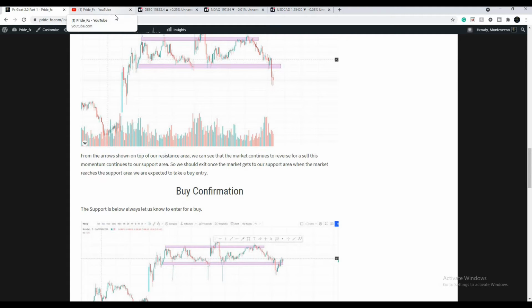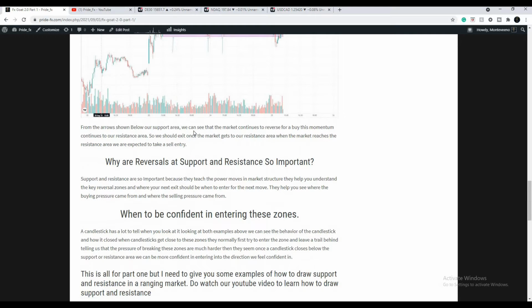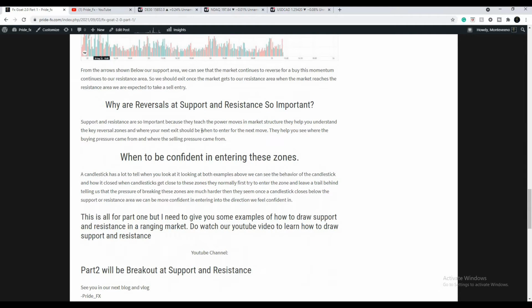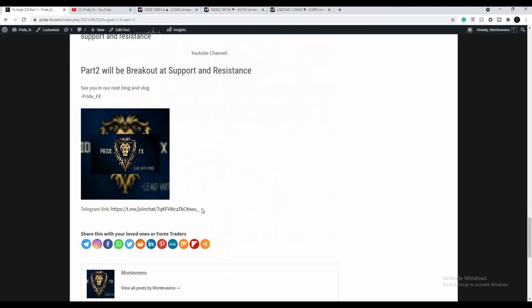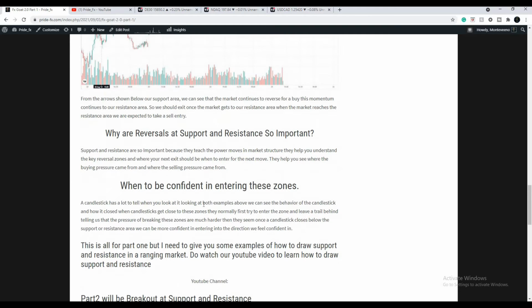I'm not going to be much more focused on this. You can go and read it. It's for your benefit to know what's going on, and also what you will see in part 2. The next part will be breakout at support and resistance. It explains how to get those breakouts, how to look for whether the market is still in a range, or how to notice that the market is about to break out of that range.